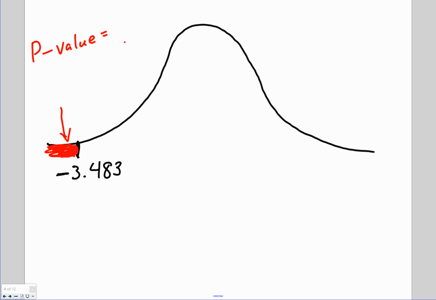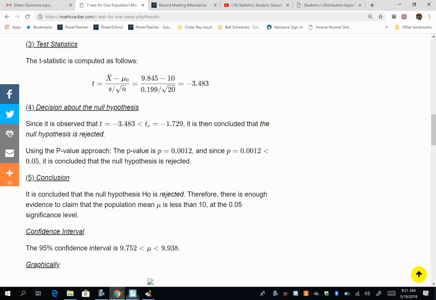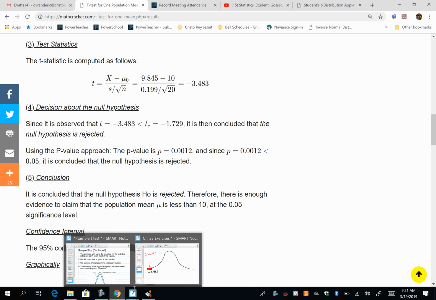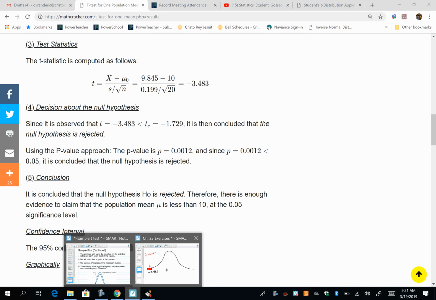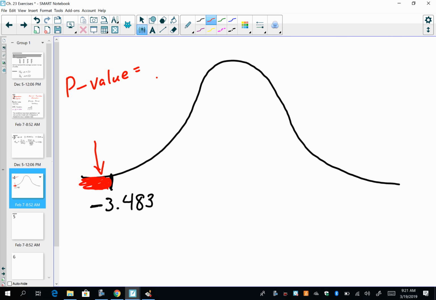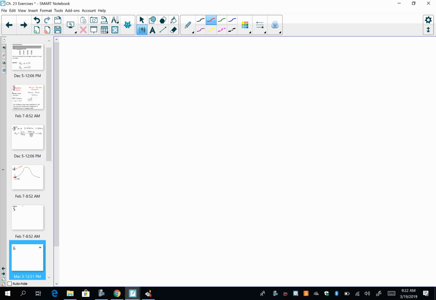All right, let's go back to the internet. What is the p-value? You see it here, the p-value is p equals 0.0012.